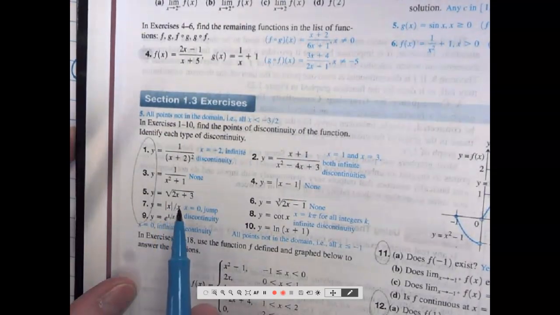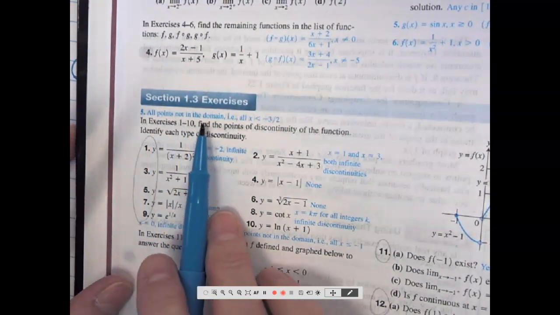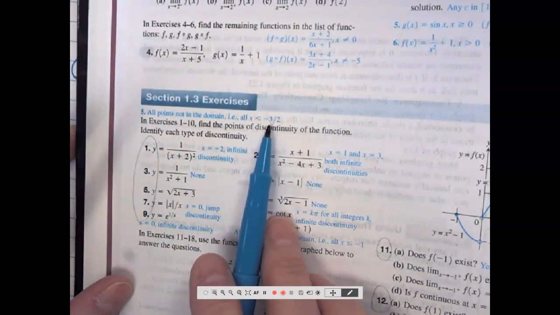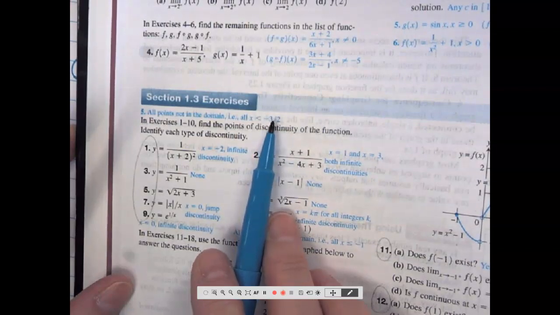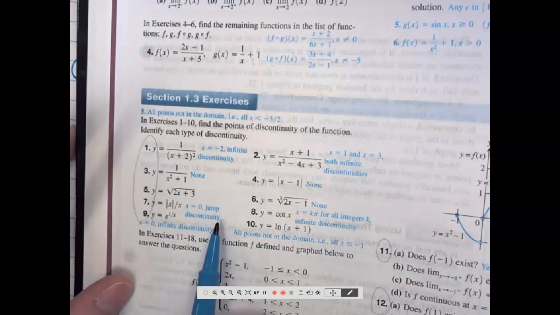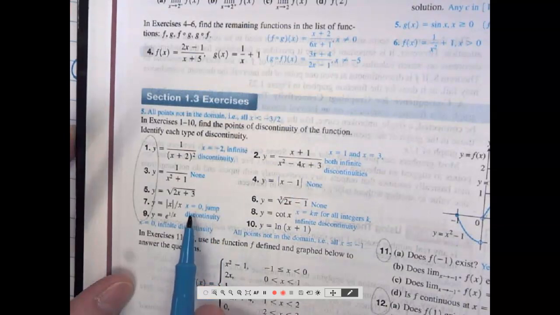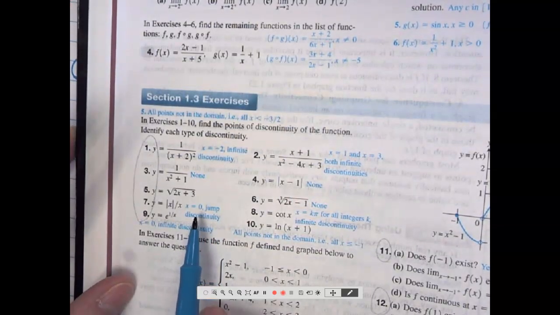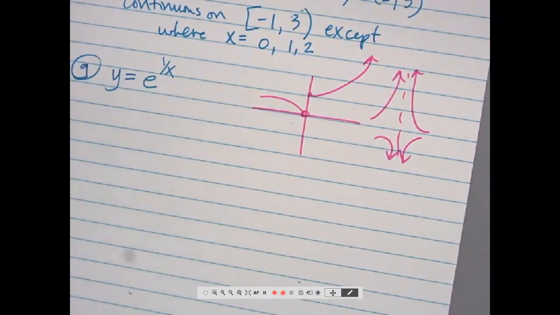Number 5, I don't know where that answer went. Here it is. All points in the domain that are less than -3/2. Let's look at that one in a second. Number 7 was jump discontinuity, and the discontinuity occurs at x equals 0. Let's look at number 5. That one's worth looking at.